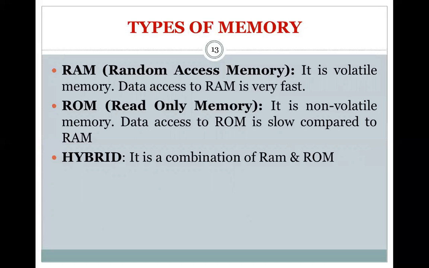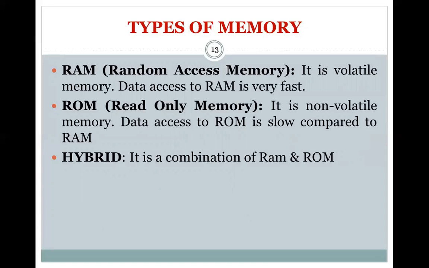RAM is random access memory. It is also called read-write memory. It is volatile memory. Data access to memory is very fast in this case. Data can be accessed at any location to be read or written. It is a volatile memory also. It retains the content as long as electricity is supplied.